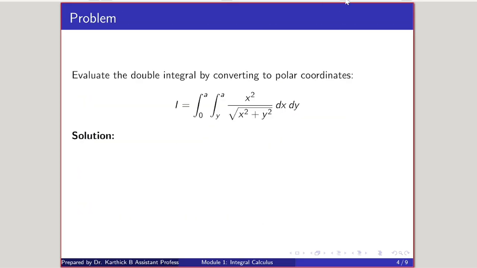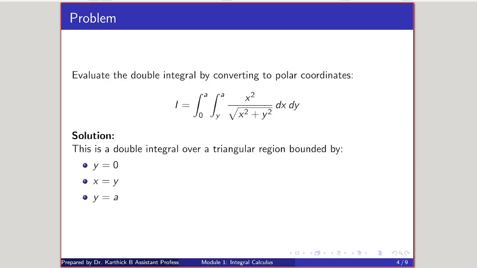Now we move to the problem. So simply they have given a double integral. We have to evaluate this by converting these Cartesian coordinates to polar coordinates. Okay, so first we want to take the limits. So if you see, x varies from y to a. So the limits are x equal to y and x equal to a, and y equal to 0 and y equal to a.